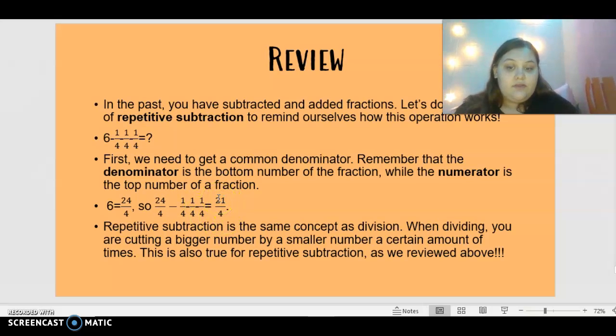So, from doing this example, we can see that repetitive subtraction is the same concept as division. It is not the same thing, it is the same concept, the same idea. When you are dividing, you are taking a bigger number and cutting it into certain amounts of a smaller number. This is also true for repetitive subtraction because we took 1/4 away 3 times. Does that make sense? Okay, so now knowing that, we're going to move on to the next section.